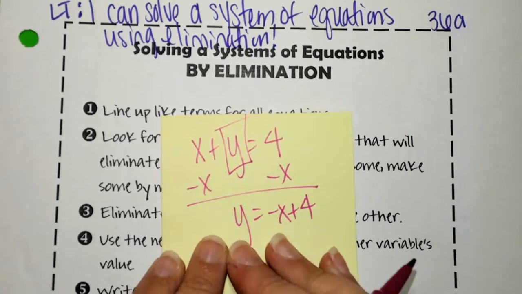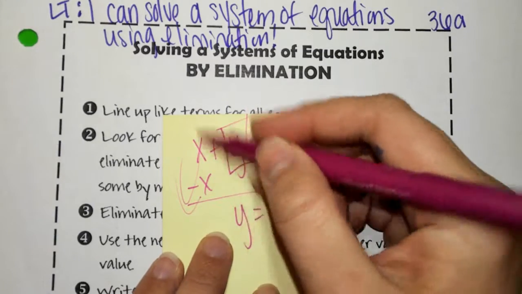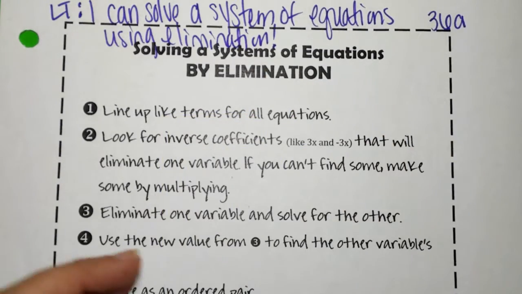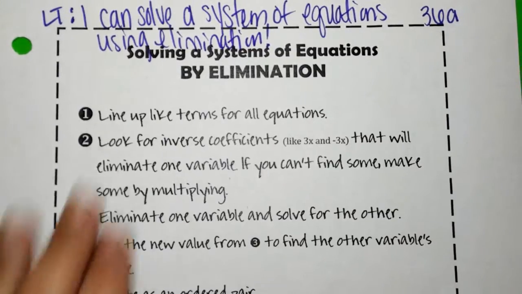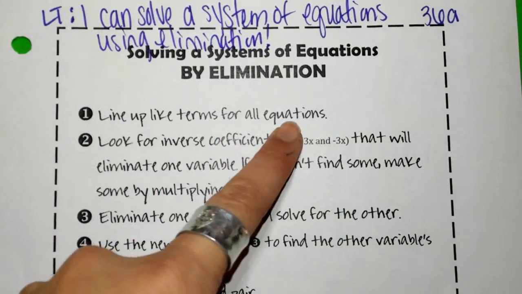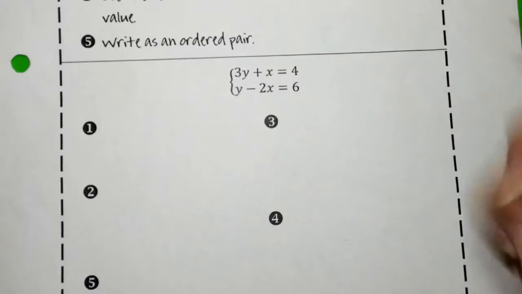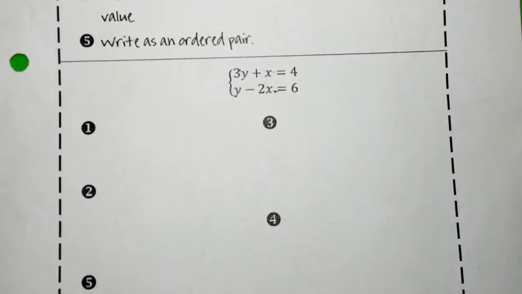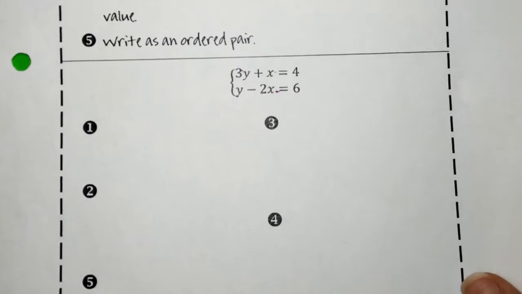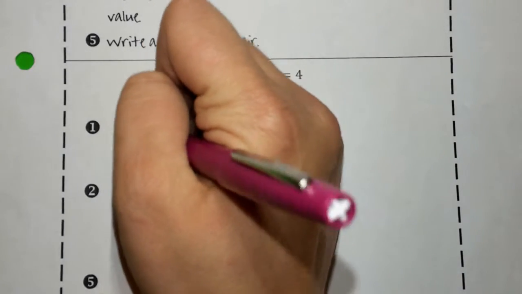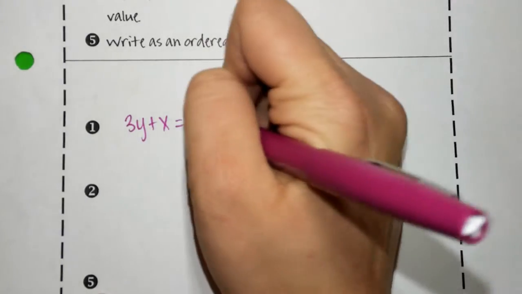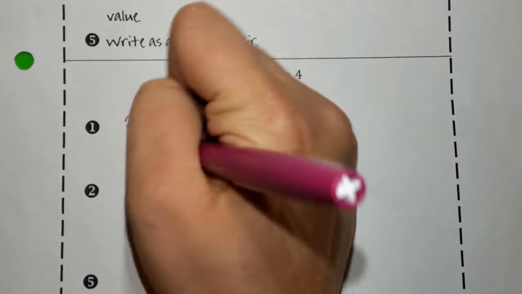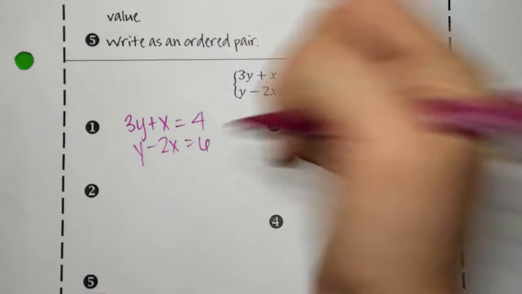So what we're going to be doing today is we're going to look for opposite signs so that we can eliminate in a system. Now, the first step when we're doing this, it says step 1, line up like terms for all equations. So what you want to look for is make sure your x's are on top of each other and your y's are on top of each other. Okay? Fantastic. So then I want you to take our system and rewrite it right here: 3y plus x equals 4 and y minus 2x equals 6.